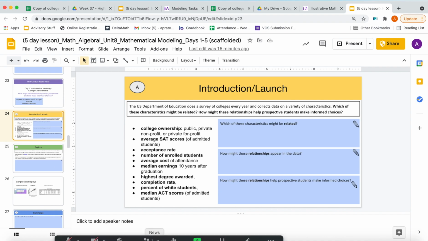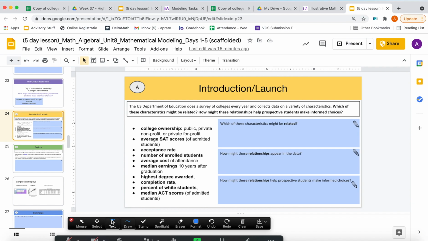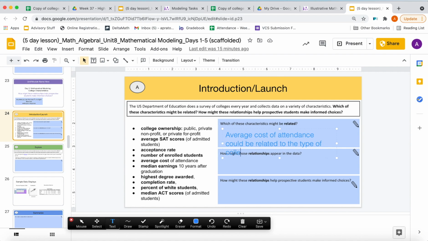So I'm just going to give you an example of how you might think about this. Which of these characteristics might be related? Okay, so the average cost of attendance could be related to the type of college, or college ownership is really what, and here's why. This is one relationship.